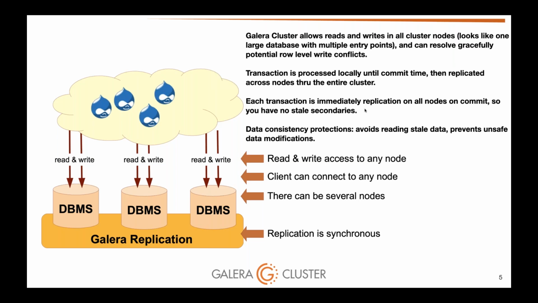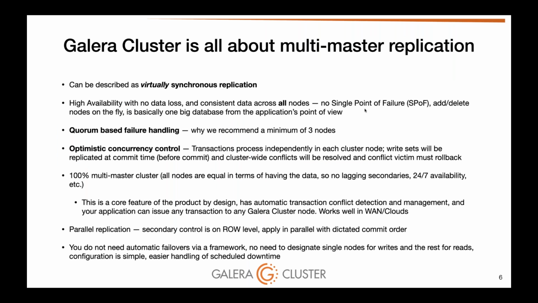So a few important topics that we should probably discuss from a higher level is we describe this as virtually synchronous replication, largely because of the certification that I talked about. It is high availability with no data loss, zero data loss, and consistent data across all nodes. There's no single point of failure because you have a minimum of 3 Galera cluster nodes. If one node goes away, you still have a quorum to continue operating. And that's why we have what is known as quorum-based failure handling.